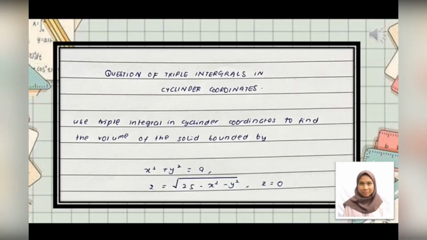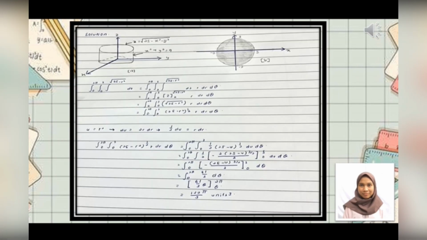Next, I will explain a question of triple integral in cylindrical coordinates and show you the solution. The question is to use triple integral in cylindrical coordinates to find the volume of the solid bounded by x squared plus y squared equal to 9, z equal to the square root of 25 minus x squared minus y squared, and x equal to 0. As you can see here, this is our solution.